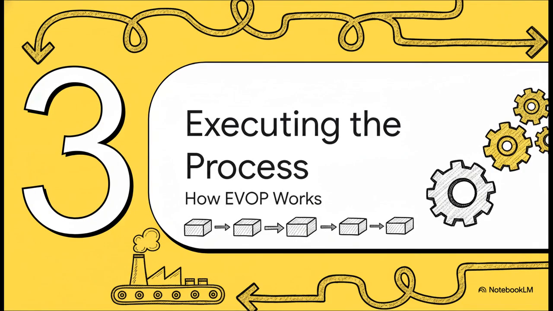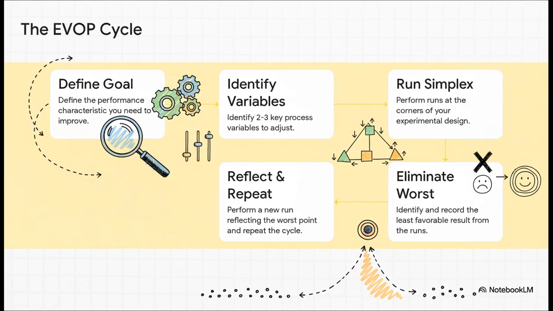All right, so we've covered the what and the why. Now let's get into the mechanics. How does this build into a practical, repeatable framework that you could actually go out and use? This is the operational playbook for EVOP. You start by defining your goal. What are you actually trying to make better? Then you pick your levers, those 2 or 3 variables you can control. You plan some small, safe changes, and you run a set of experiments.